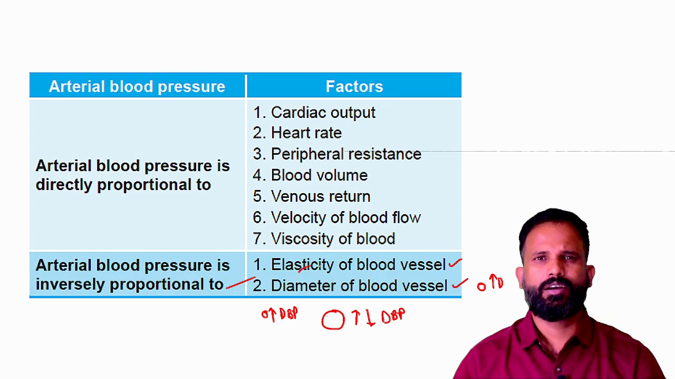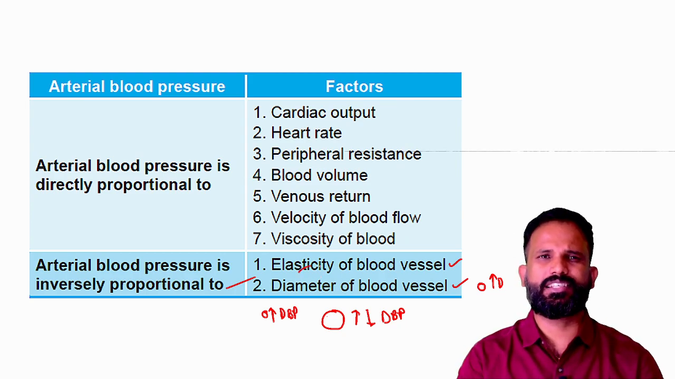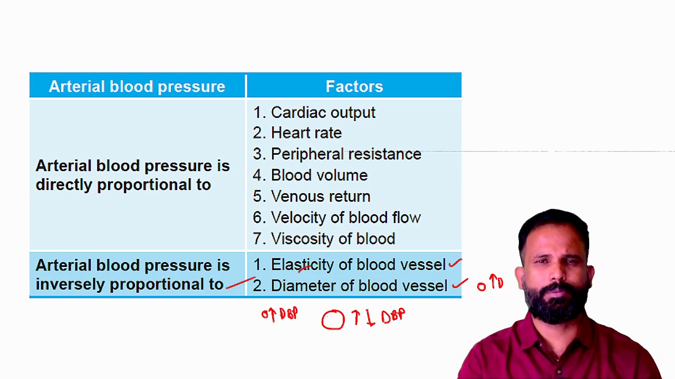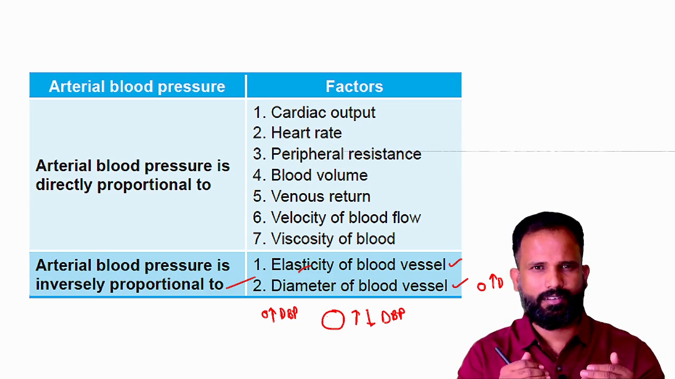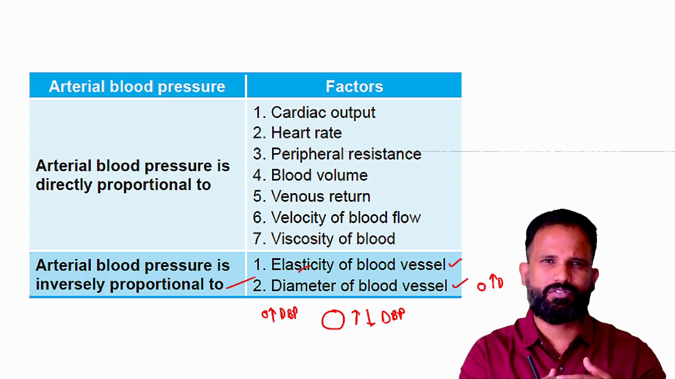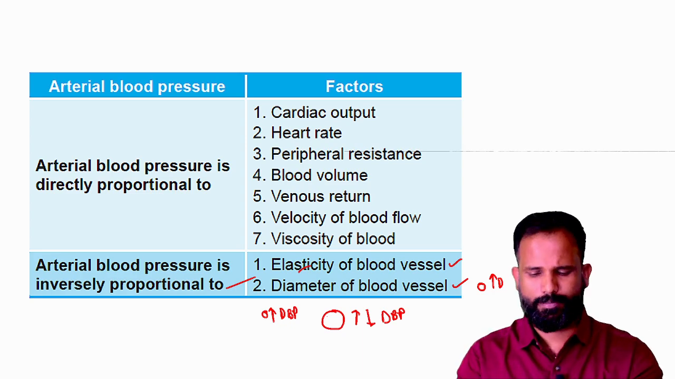More diameter, less DBP. And elasticity: the more the elasticity, the less the change in pressure, so the less the BP. Less elasticity means less accommodation of the volume of blood, so more blood pressure.